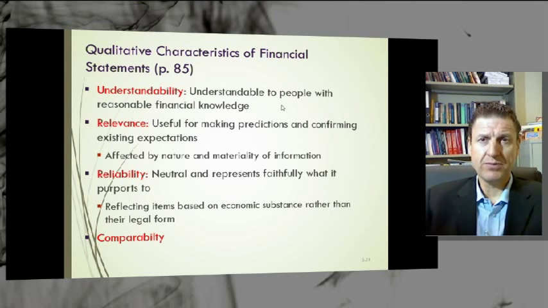Reliability: this is a very important principle of accounting, and it's all about being neutral, that is without bias, and representing faithfully what it purports to represent again and again, year after year. A side note here: it's reflecting items based on the economic substance rather than their legal form. That's another thing that we're going to come across in this semester. What does substance mean? What does form mean? Substance means the reality of something. Form means we're actually just following various rules. We don't care so much about the reality.